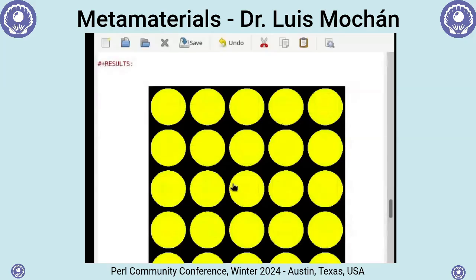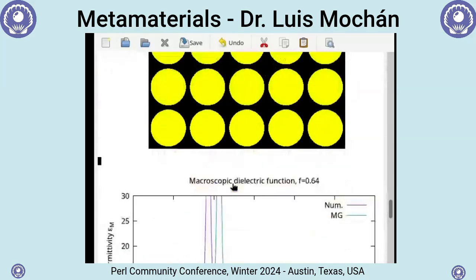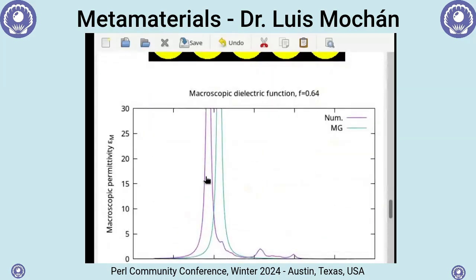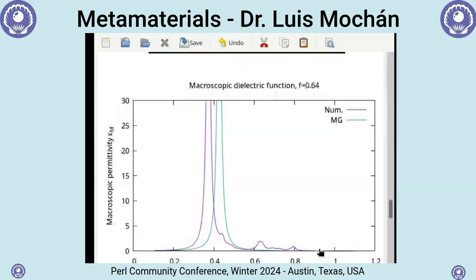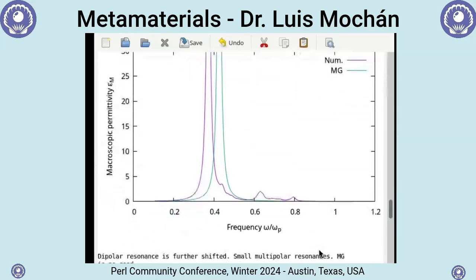So this is the array of fat particles, and this is the response. We still have this dipolar response, but the Maxwell-Garnett theory no longer agrees with the numerical. The numerical result is further shifted towards the red end of the spectrum, and it has additional resonances, and these resonances have to do with multipolar resonances.